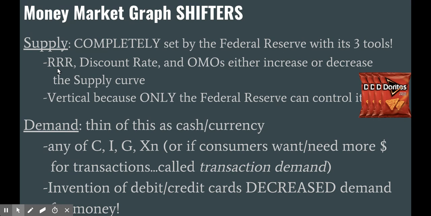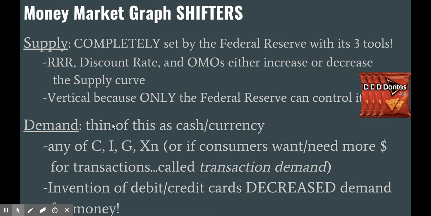The required reserve ratio, the amount of money that banks are required to keep in the vault, and then something called the discount rate, which we'll get to in the next video, and then open market operations, which you were briefly introduced to when we looked at banking and the bank balance sheets. That's just, again, the buying and selling of bonds. Again, this is the reason why it's completely vertical.